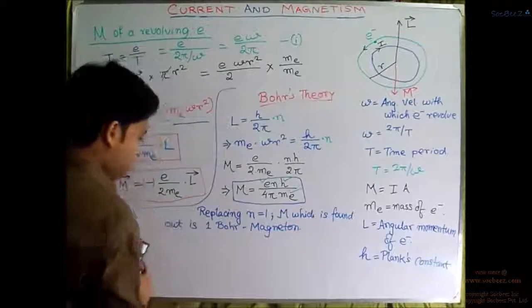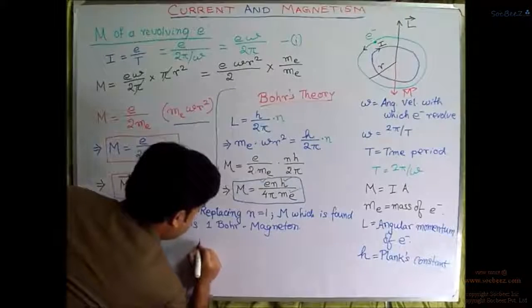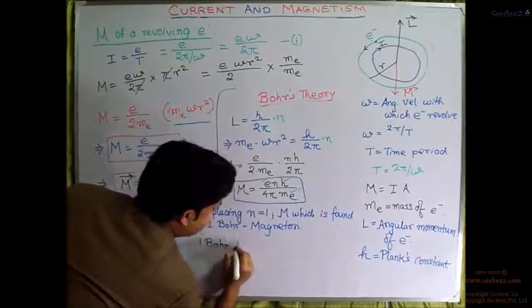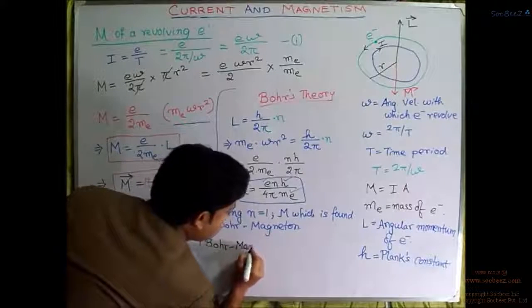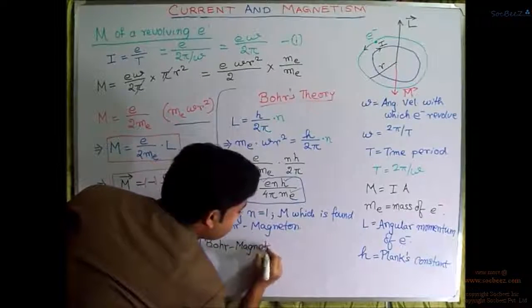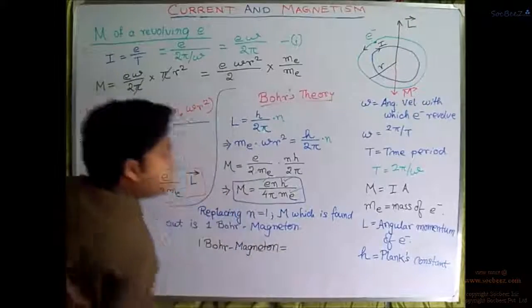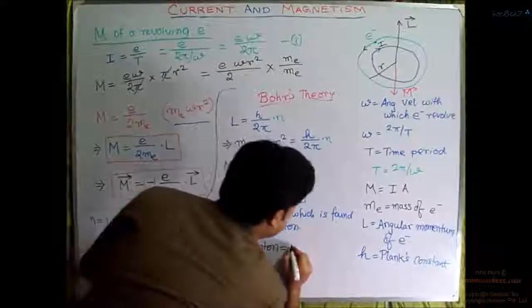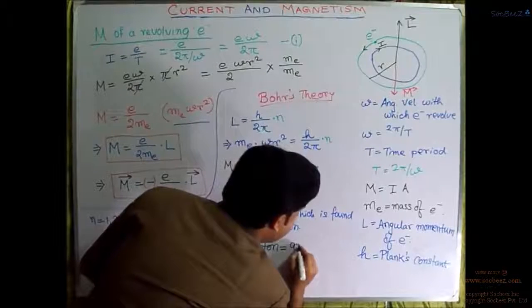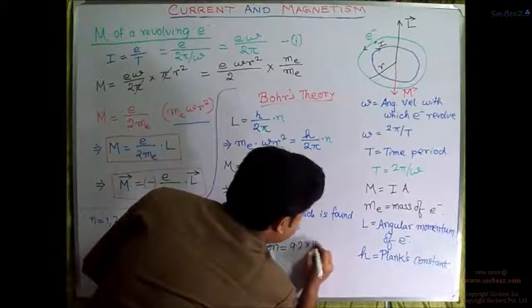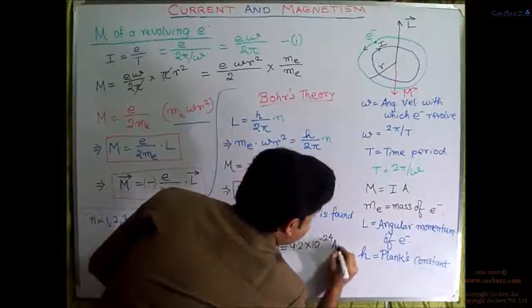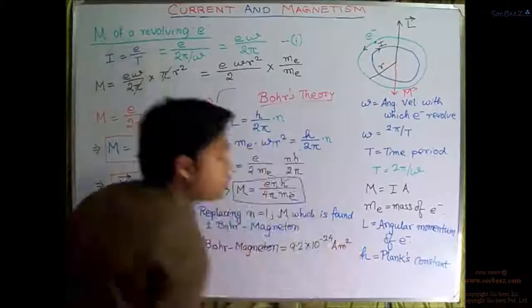So, one Bohr magneton, if we put in and replace these values, we shall find it as 9.2 multiplied by 10 to the power minus 24 ampere meter square.